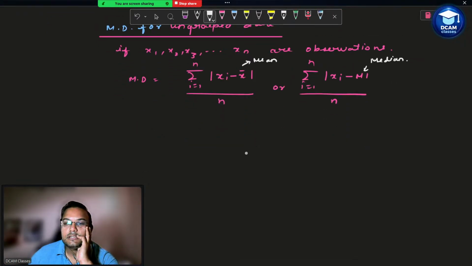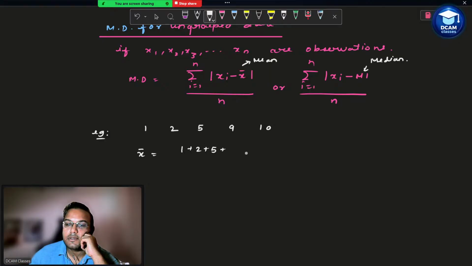Suppose the data is given as 1, 2, 5, 9, 10. This is an example. First you have to find the mean for this data. The mean will be 1 plus 2 plus 5 plus 9 plus 10, divided by the number of observations, 5. This is 10, 20, 27. So 27 by 5 will be your mean.